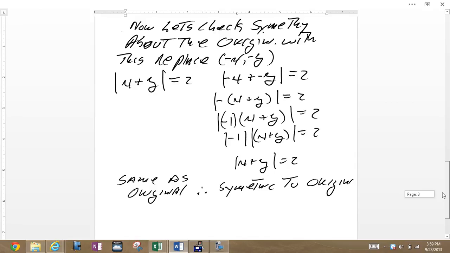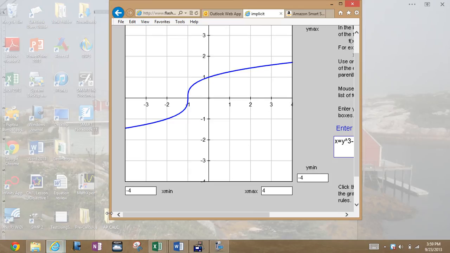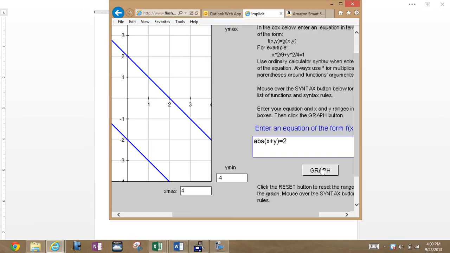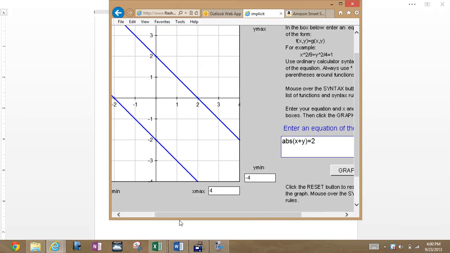It'd be interesting to take a look at this. Again, we can't ask our calculator, but we can ask this program that I provided for you. So let's take a look. So we're going to ask this to say absolute value, that's ABS, parenthesis, x plus y, okay? And that's supposed to equal 2, right? Okay, now let's take a look at that as a graph, okay? And here it is, okay?